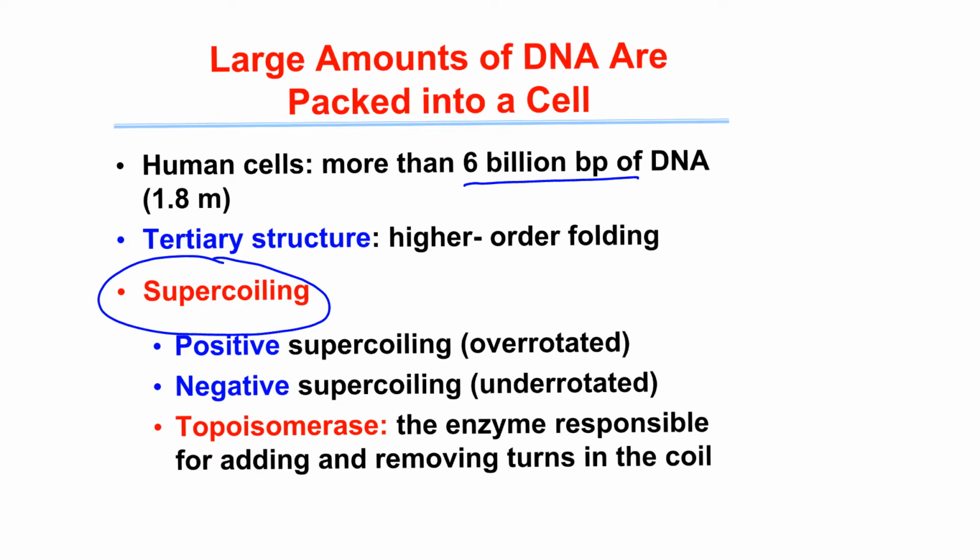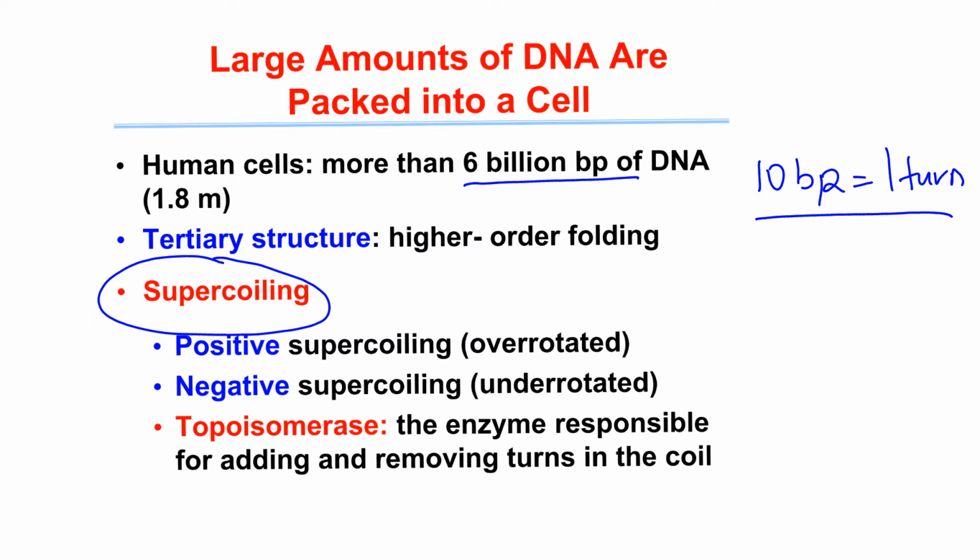Supercoiling can be positive or negative. So we start with the relaxed state. The starting point to define what is over- or under-rotation is the relaxed state, which is the lowest energy state for B-DNA, and which is, you remember, approximately 10 base pairs per 1 turn. So if DNA has approximately 10 base pairs per turn, it will be relaxed. Now, relaxed DNA, also a low energy state, is not optimal for packaging into the nucleus or into the cells.